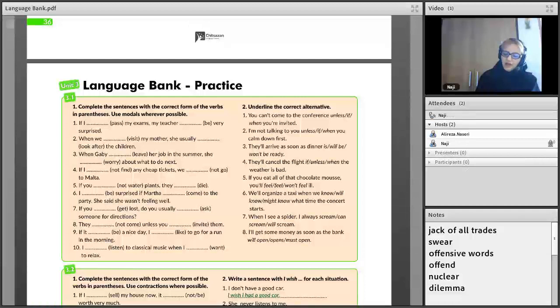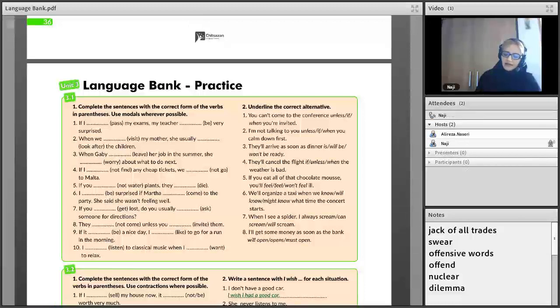Number 6, we will organize a taxi when we know what time the concert starts. We will organize a taxi when we know what time the concert starts. Number 7, when I see a spider, I always scream. Type 0, because this is something general that always happens. I always scream when I see a spider.